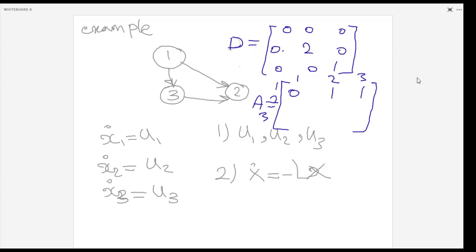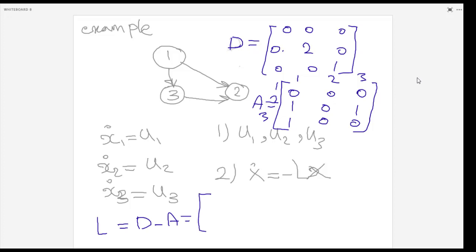From 1 to 1, 0. From 1 to 2, 0. From 2 to 1, 0. 2 to 3, 0. 3 to 1, 0. 3 to 2, 1. 3 to 3, 0. And what about the L?